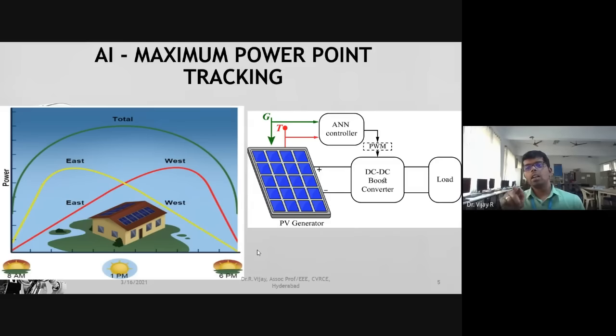for communicating with your converter. If you give some 30 inputs directly to your converter, the converter itself will get confused. Either it will convert AC to DC, or it will calculate what inputs are coming to that particular converter. Some intelligent system is needed. So here we go for an artificial neural network controller to solve that problem, for maximum extraction of power and conversion, everything.